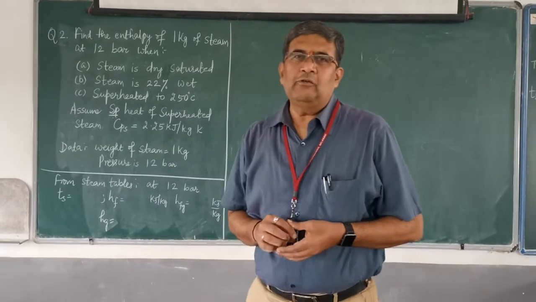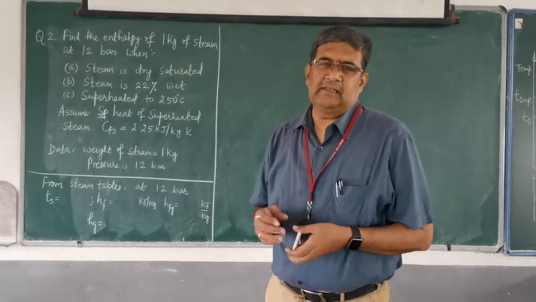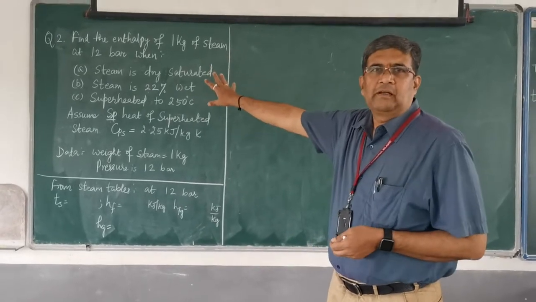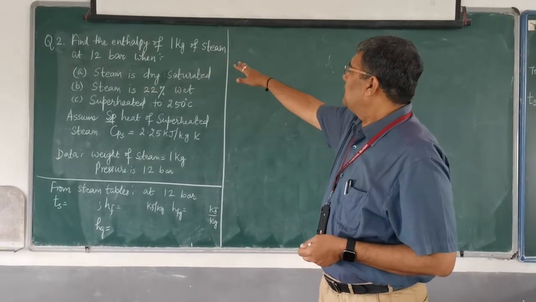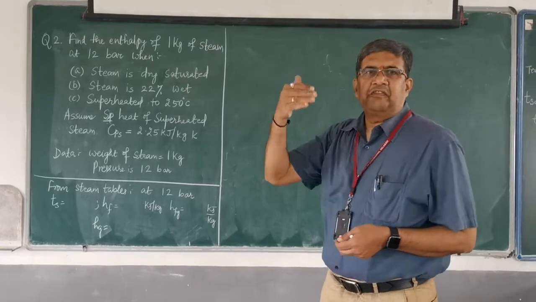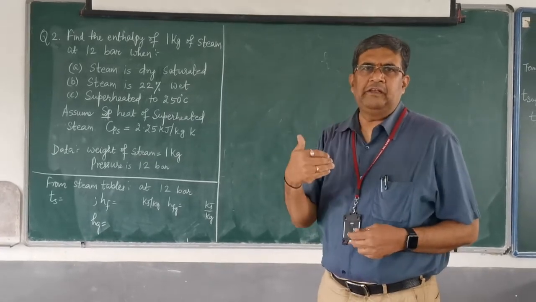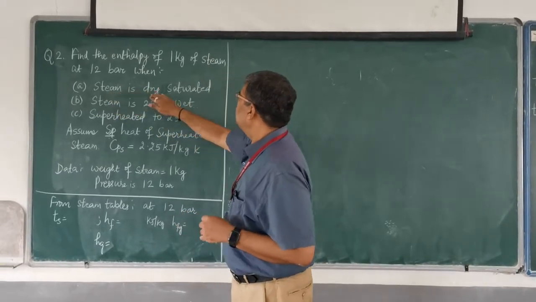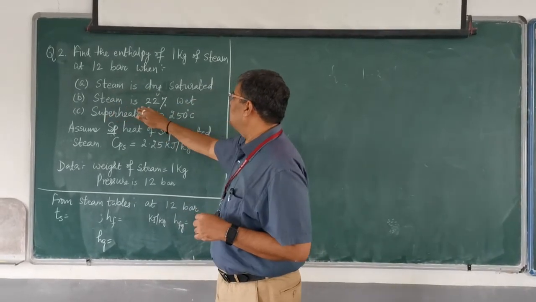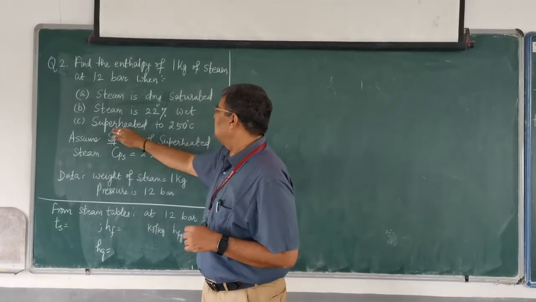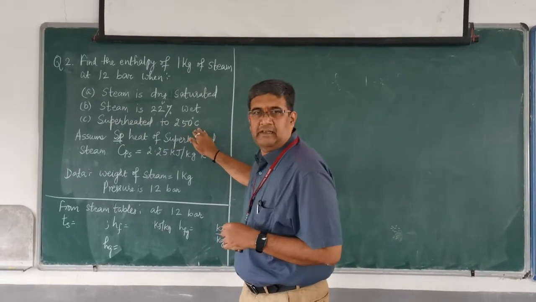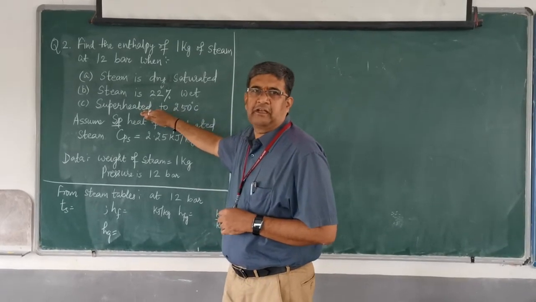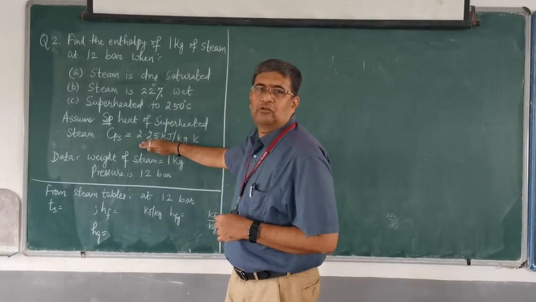We will now see the second problem. This again is an examination problem. The statement of the problem goes something like this. Find the enthalpy of 1 kg of steam at 12 bar. There are 3 different cases given, and we need to find the enthalpy for all these cases. The first case is steam is dry saturated. Second is steam is 22% wet. And the third case is steam is superheated to 250 degrees centigrade. And once it is superheated, we need to know the specific heat capacity of superheated steam. So that value is also given.